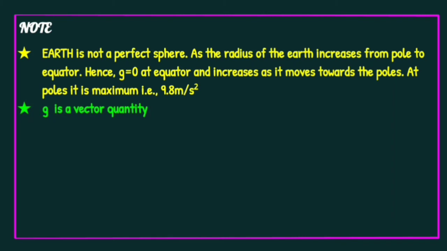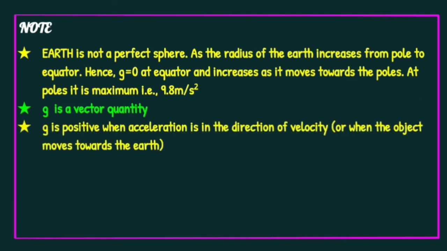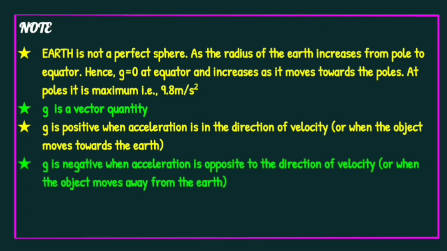g is said to be a vector quantity. Acceleration due to gravity, or the acceleration, is a vector quantity. g is positive when acceleration is in the direction of velocity. That means when the object is moving towards the earth, we say g is positive, and when it goes away from the earth, we say that it is negative. g is negative when acceleration is opposite to the direction of velocity.